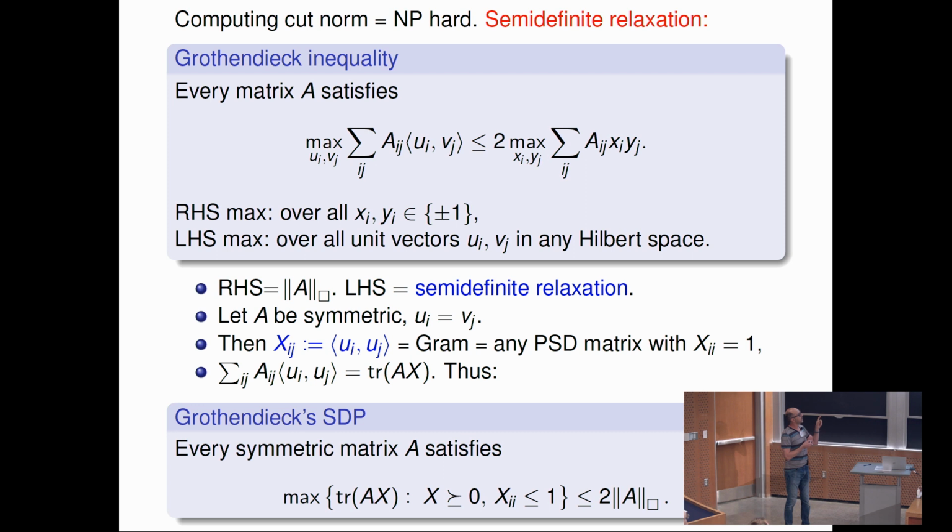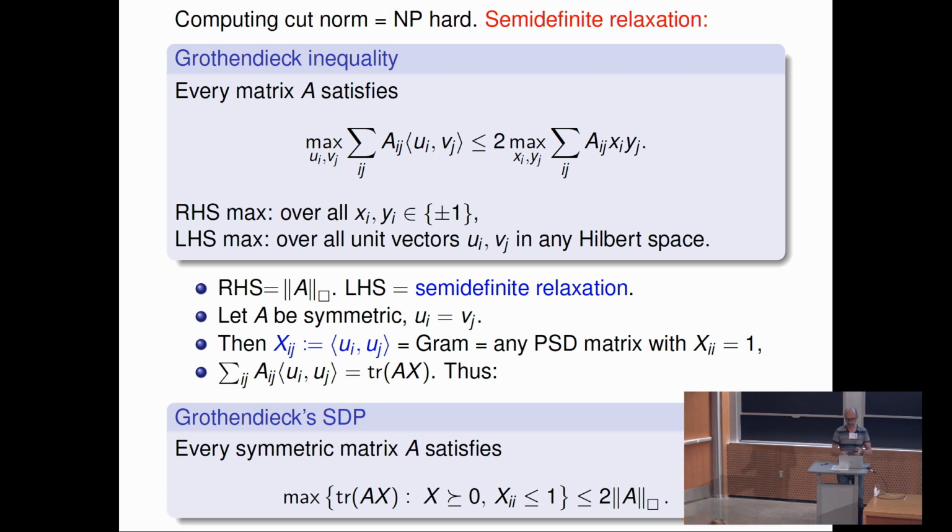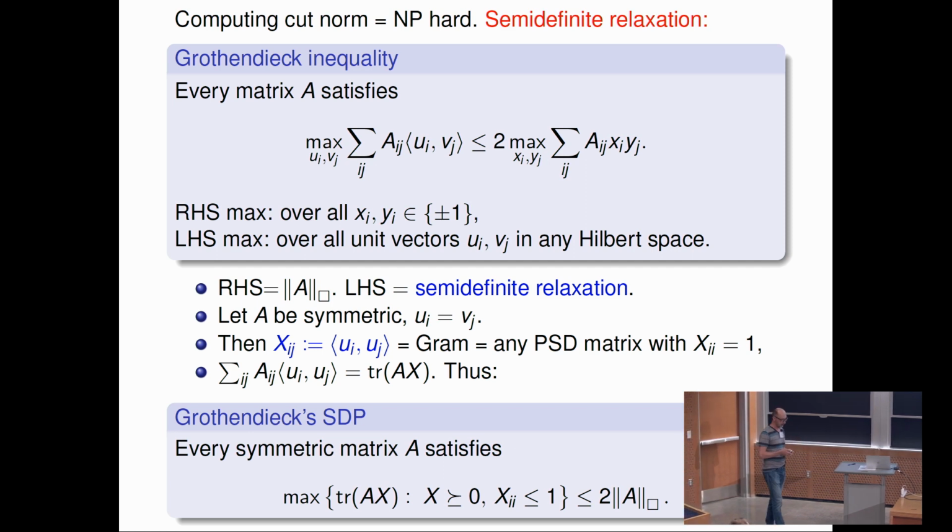And the sum of aij xij is just the trace of AX. Okay, I'm talking about two elementary things here. But as you can see, the right-hand side is the cut norm. The left-hand side is the trace of AX. And because this holds for any Gram matrix, here is the semi-definite form of Grothendieck inequality. It just says that for this semi-definite program, the max of it is bounded by the cut norm. Good? Okay, so that's the semi-definite restatement of Grothendieck inequality.